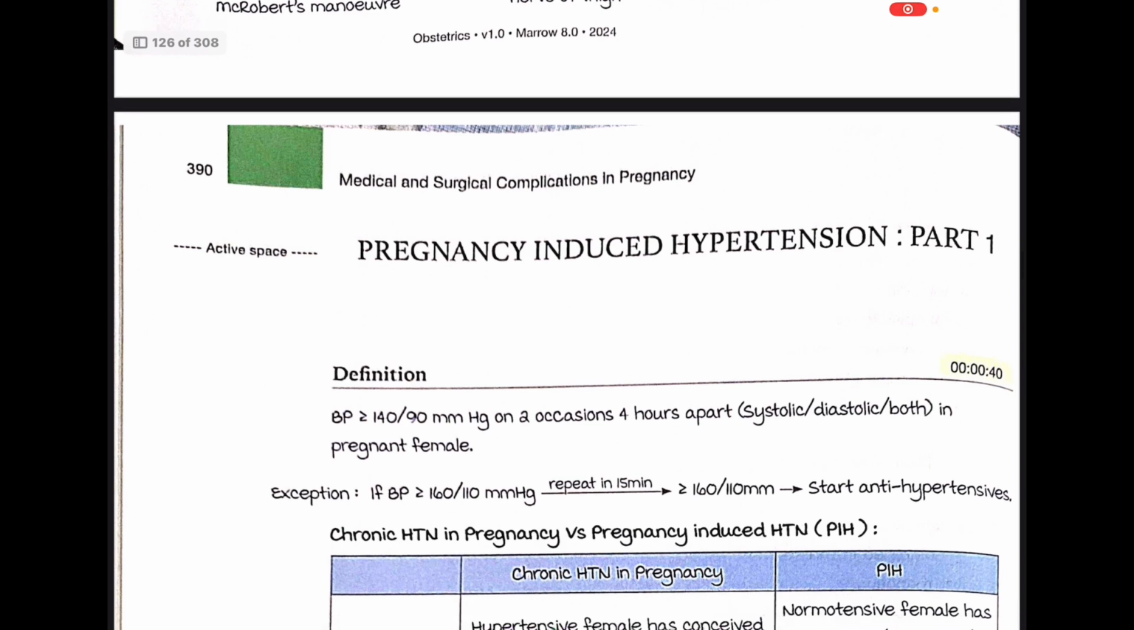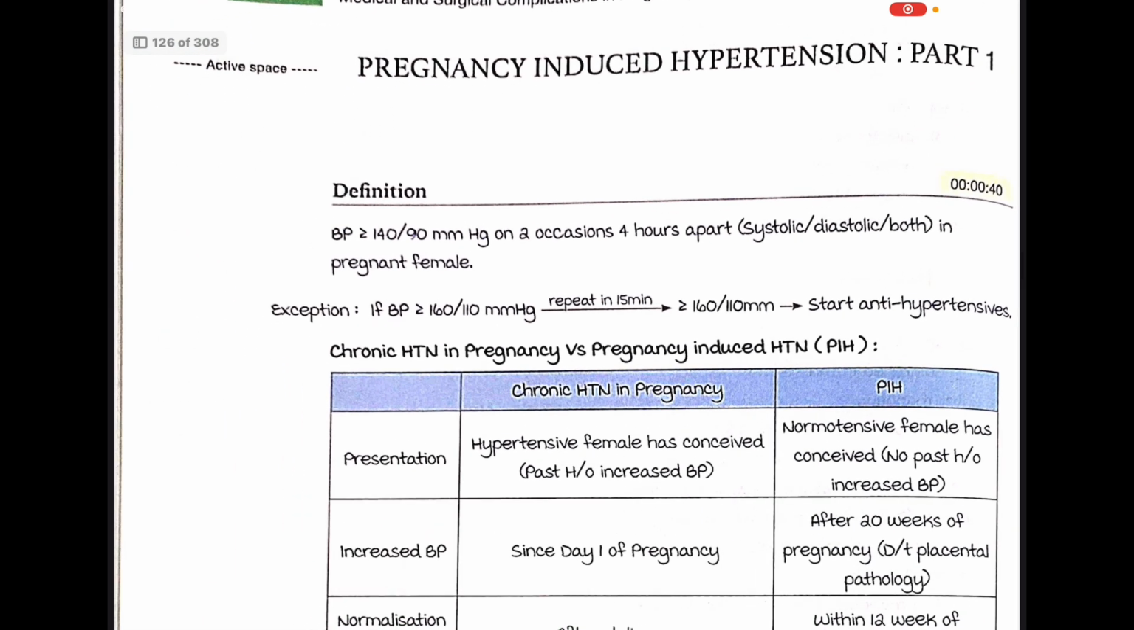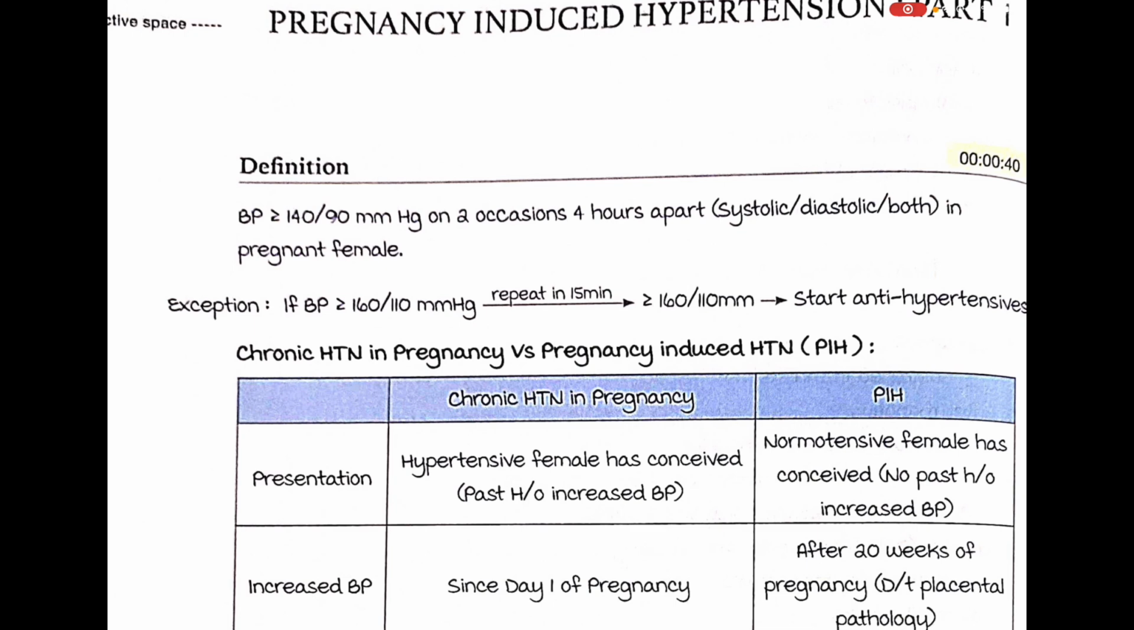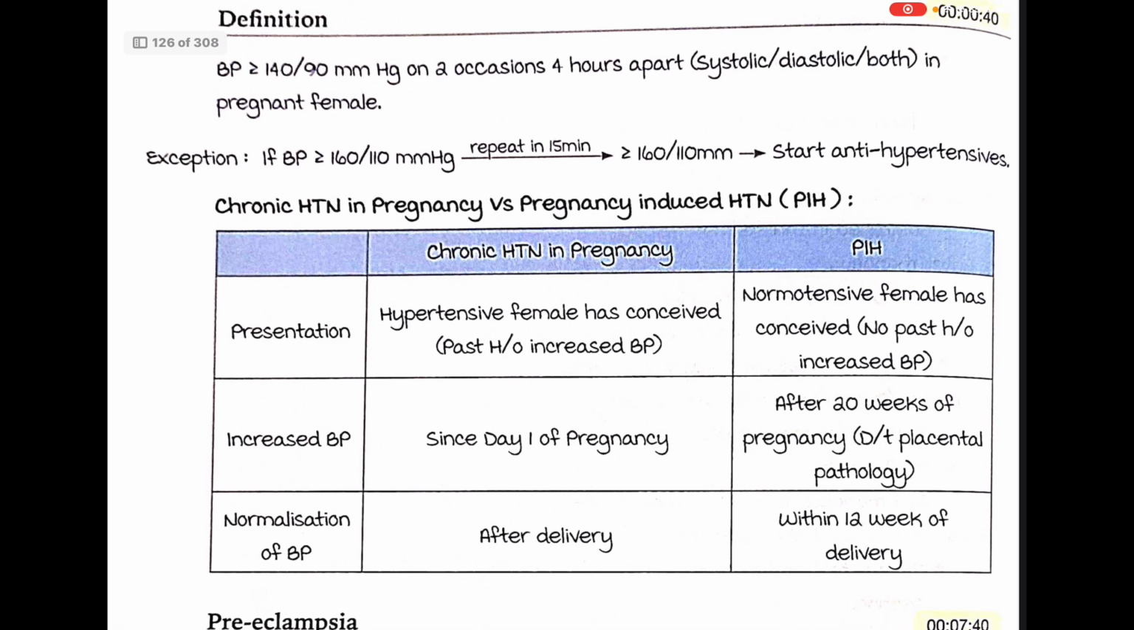So that was all about DM. We completed it. You just have to listen to it 3 times. Now we have pregnancy induced hypertension, the third and last topic. Definition: blood pressure more than 140/90 on 2 occasions, 4 hours apart, systolic and diastolic both, in a pregnant female. Exception: if BP is more than 160/110, repeat in 15 minutes, and if again 160/110, start antihypertensives.